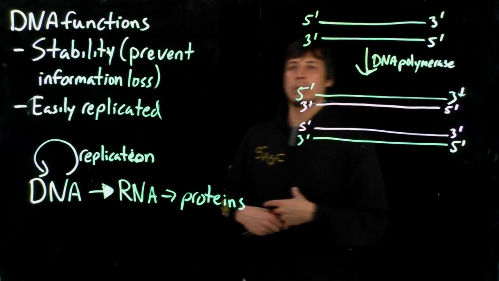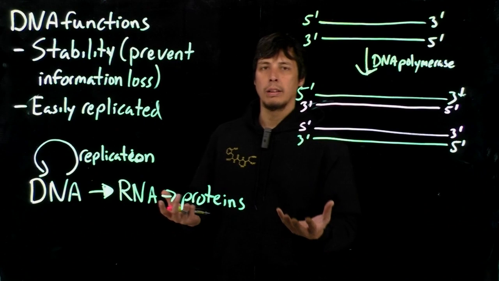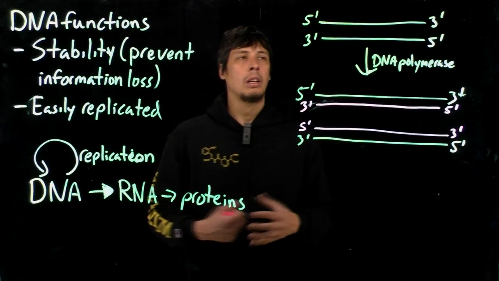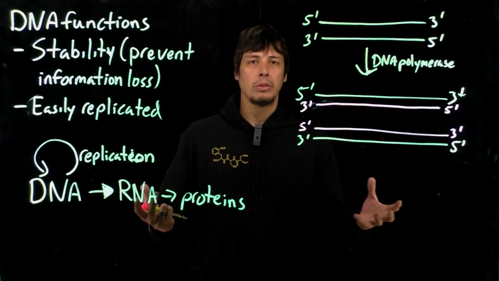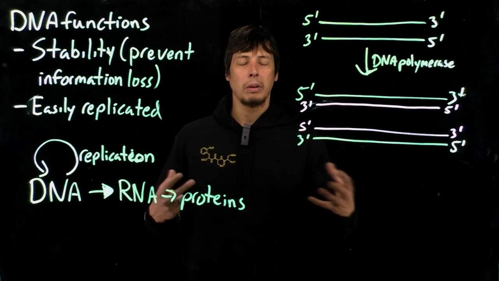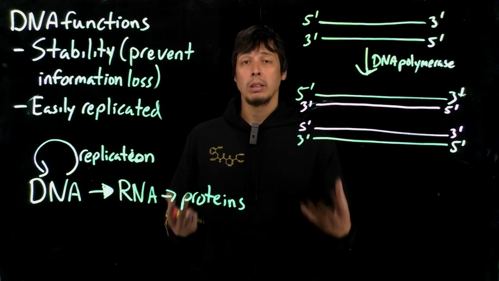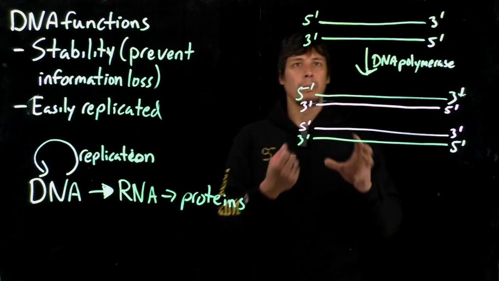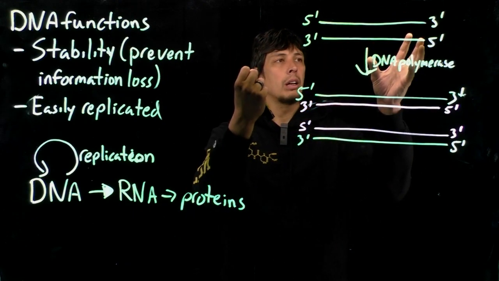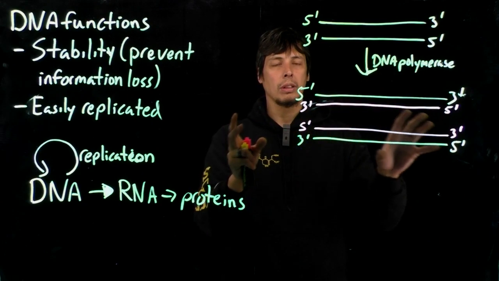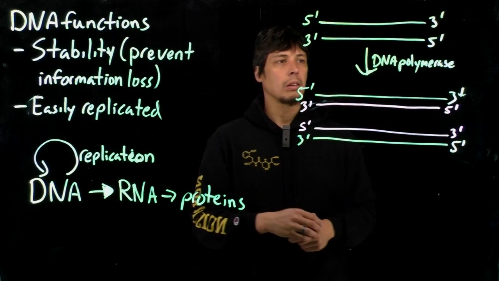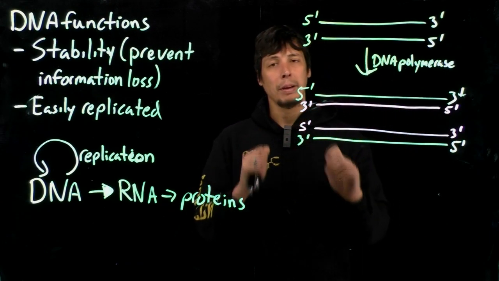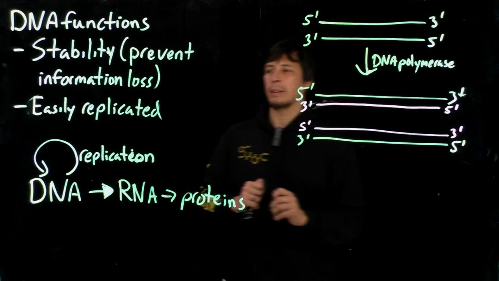So when a cell divides, the genetic information needs to be passed on from the parent cell to the progeny cells. So what needs to happen is you need to have two identical copies of DNA. And so the double-stranded form of DNA allows for this to happen, because the bases are complementary, okay?